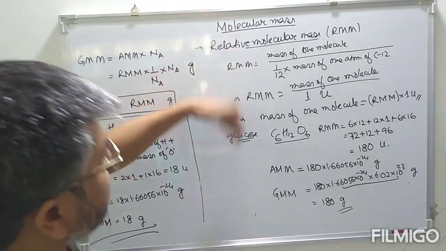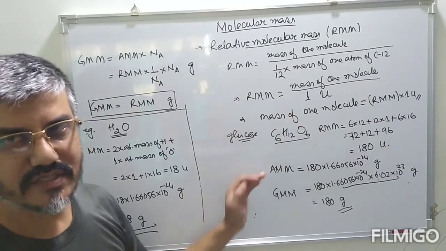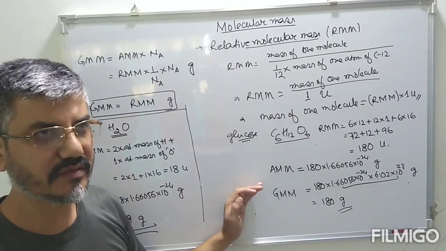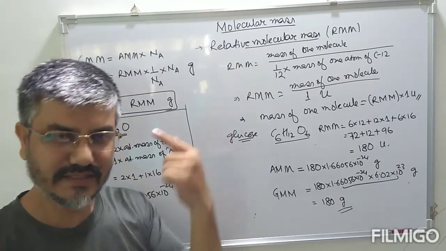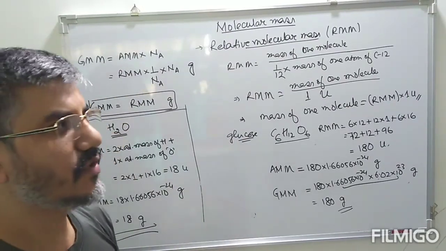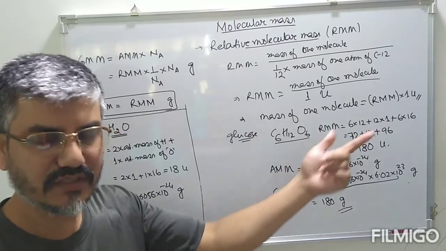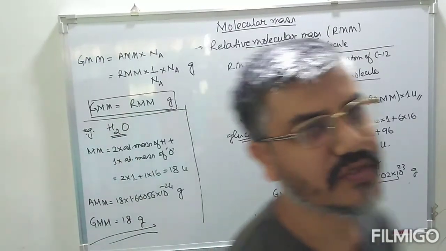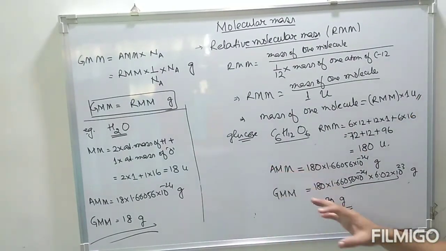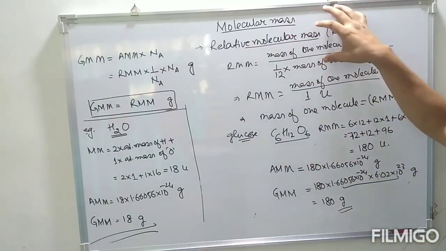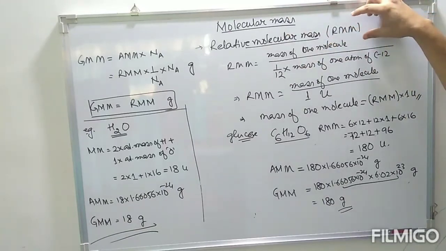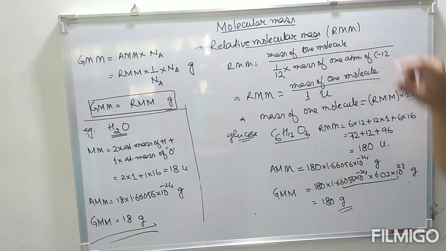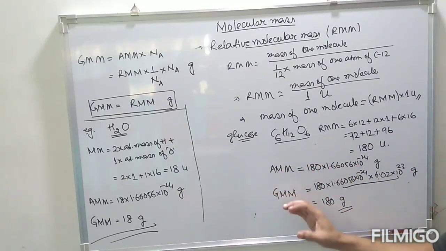While defining molecular mass, there is no average molecular mass because a molecule exists as a single independent entity, whereas atoms can exist in more than one isotopic form. Molecules do not show isotopic forms, so there is no average molecular mass. So while defining molecular mass, we define it either in terms of relative molecular mass, absolute molecular mass, or gram molecular mass. So this is molecular mass.